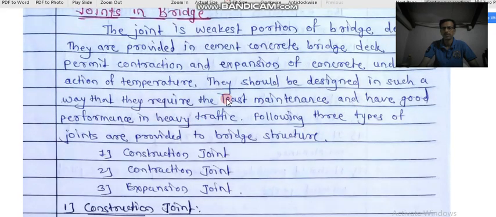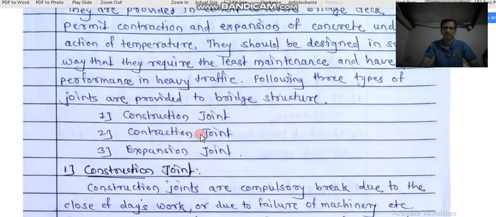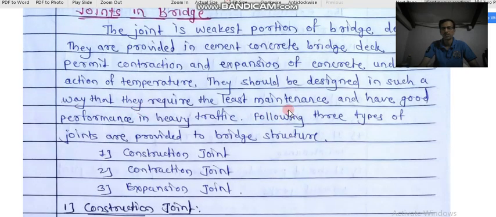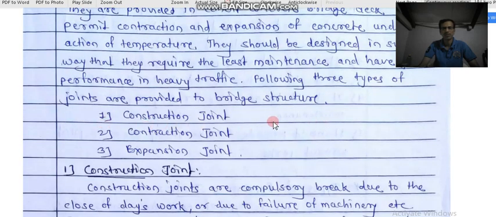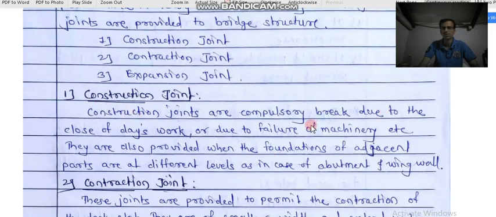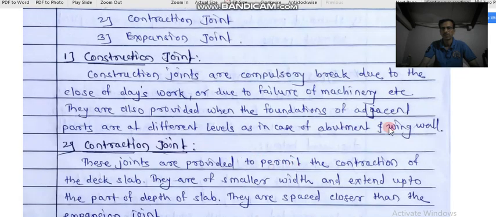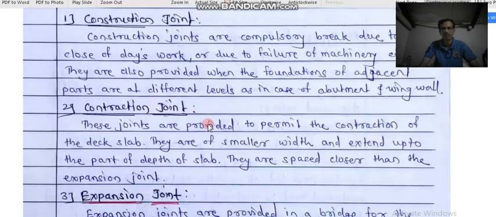Again, we will take a review of these. Three types of joints are provided for bridges: construction joint, contraction joint, and expansion joint. Construction joints are provided at the end of the day's work or due to failure of machinery, or if the foundations of adjacent structures are at different levels, like abutment and wing wall. In that case we have to provide a construction joint.